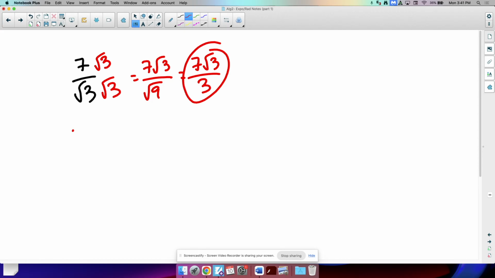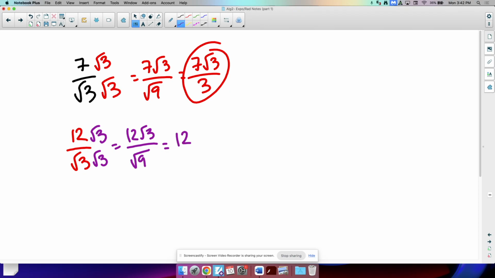If this changes though to now where it's 12 over root 3, so we still need to multiply by the conjugate. So root 3 can multiply by root 3. 12 root 3, square root of 3 times the square root of 3 is the square root of 9. So the way that these get weird is that all the stuff you guys already know comes into play. If numbers outside the radical can reduce, you should reduce them. 12 divided by 3 is 4.